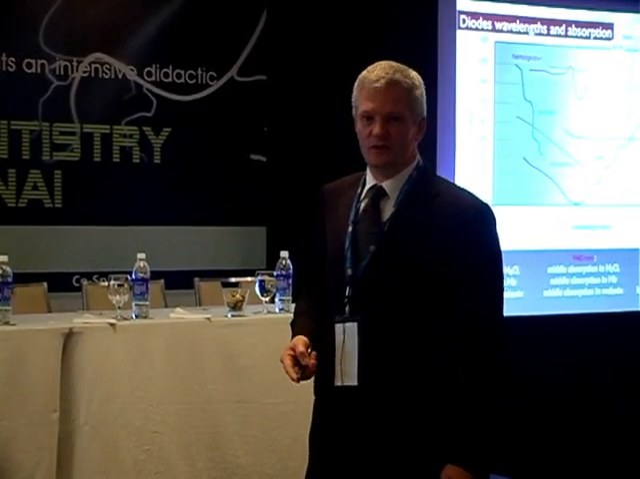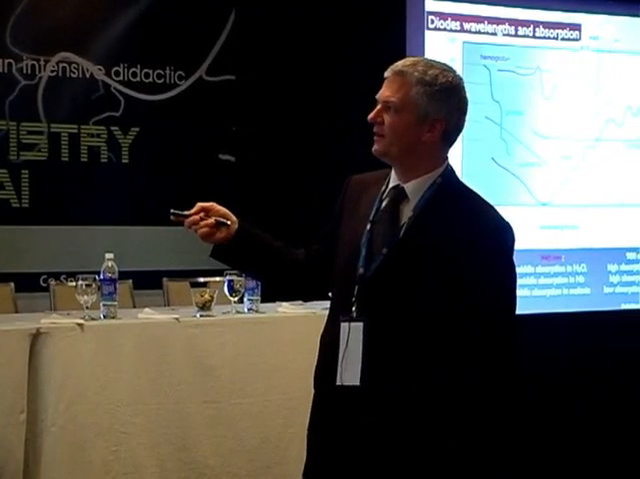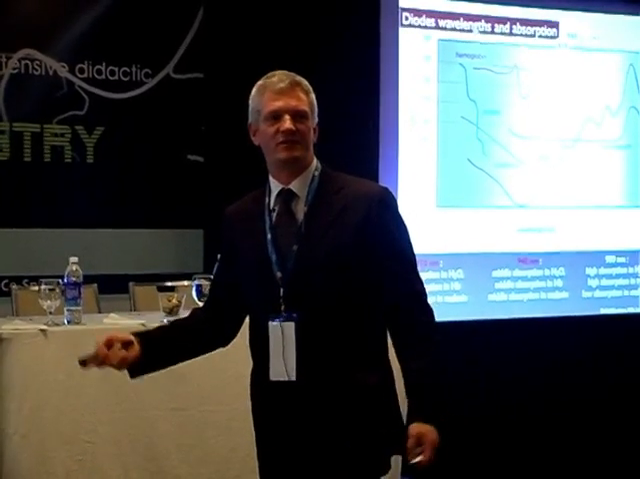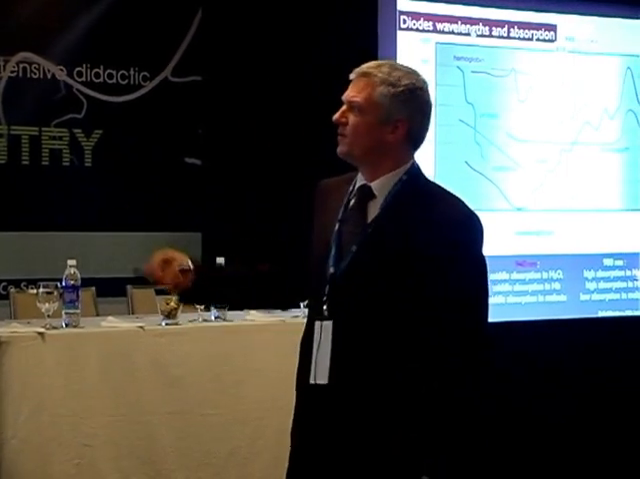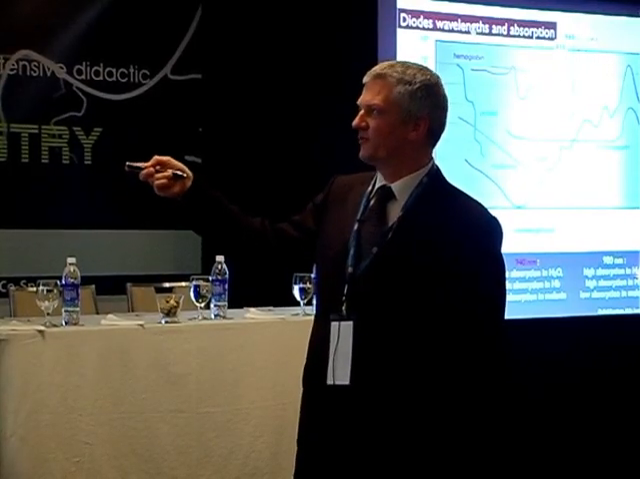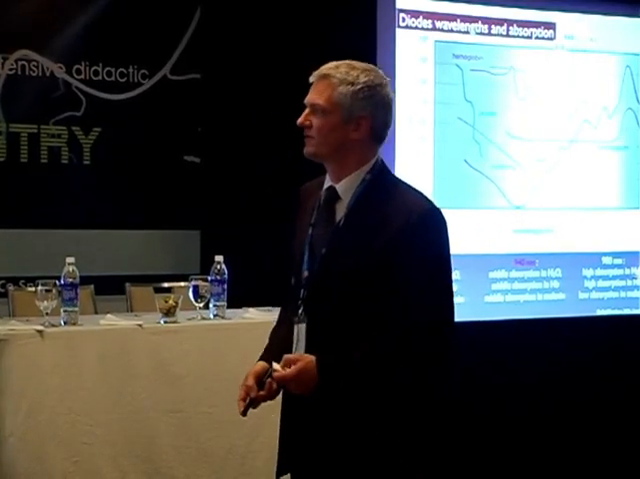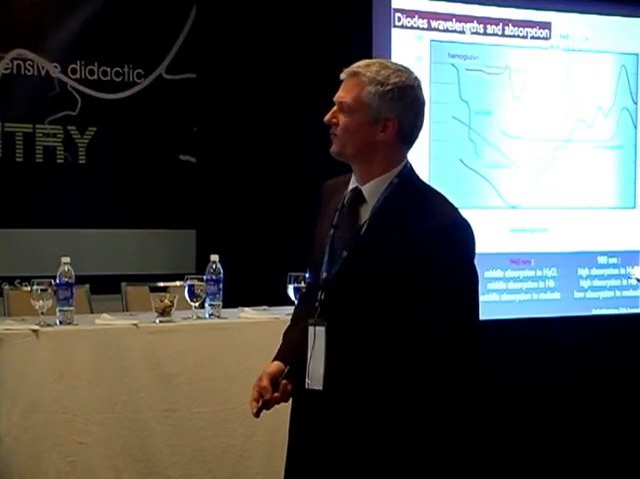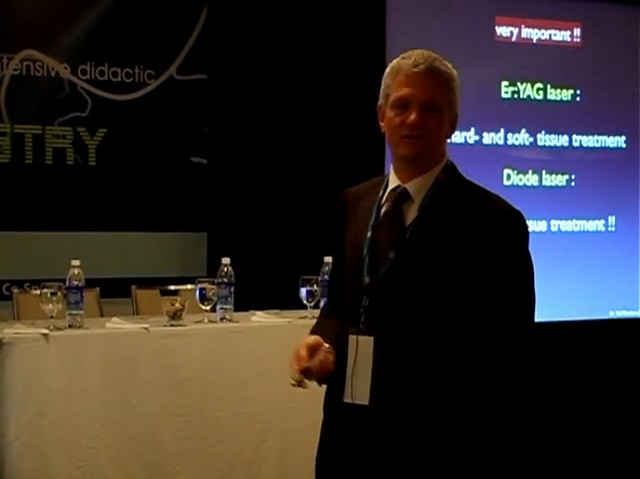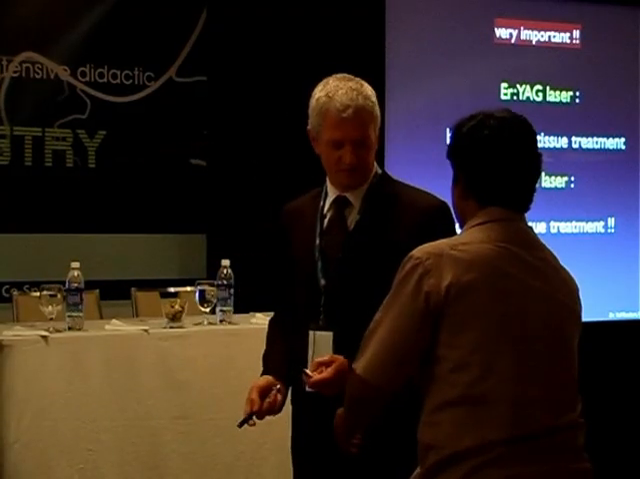The dyed lasers are mainly of three different wavelengths. It's the 810, 940 and 980 wavelengths. There exists a 1064 wavelength, but it's the same as for the Nd:YAG laser. So they have different absorptions in melanin, hemoglobin and water, the three different wavelengths, but you can use all of them for soft tissue procedures. Okay, and just to remind you, very important: with the erbium-YAG lasers you can do hard and soft tissue treatment. With dyed lasers you can only do soft tissue treatment.